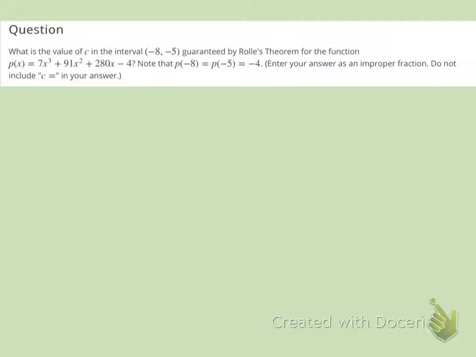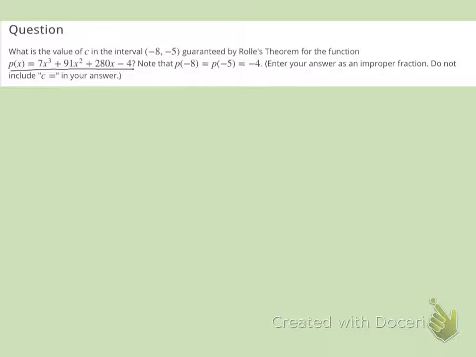Hi everyone. So in this example problem, we are going to apply Rolle's theorem with this function, p of x equals 7x cubed plus 91x squared plus 280x minus 4. And it says note that p of negative 8 equals p of negative 5 equals negative 4. So they were really nice here.